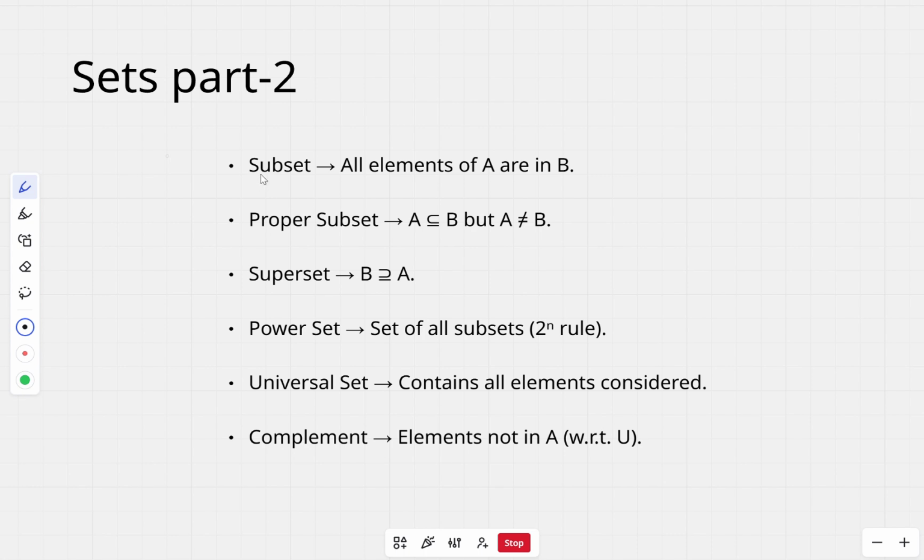Then we're going to solve questions. I have prepared some easy questions and some JEE questions also, so we'll be solving those. But before that, let's complete our remaining topics. So in this video, we're going to learn about subsets, proper subsets, supersets, power sets, universal set and complement. I have already talked about complements in my last video, but we are just going to go through it once again. So these are the topics we are going to learn today. Let's continue with our video.